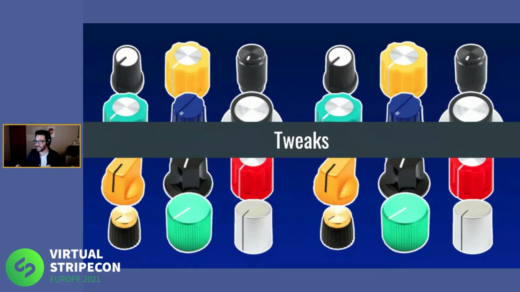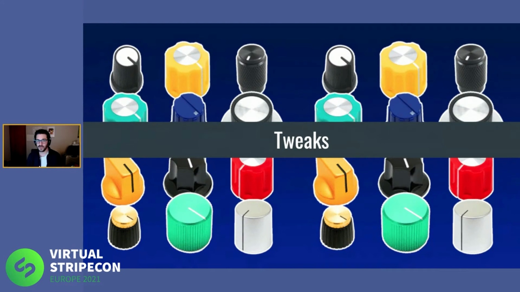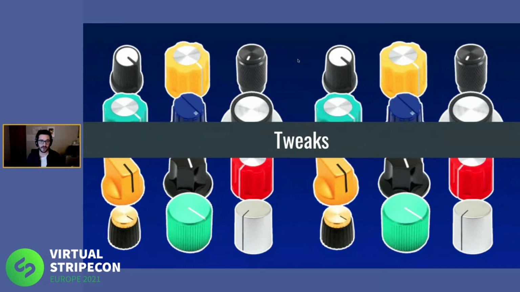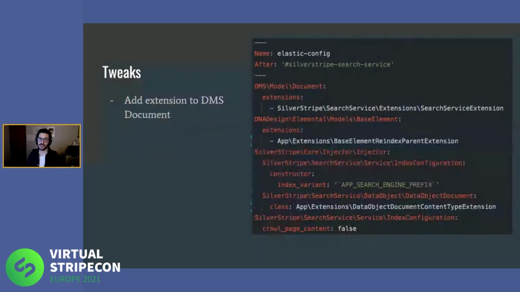And then I had to make a few little tweaks based on the default configuration in the module. So the first thing I had to do was add the extension to DMS document, which is a model. Obviously, the extension by default is on just page, I think, possibly just site tree, one of the two. I should double check that. But I also added the search service extension that you can see here to DMS model document.